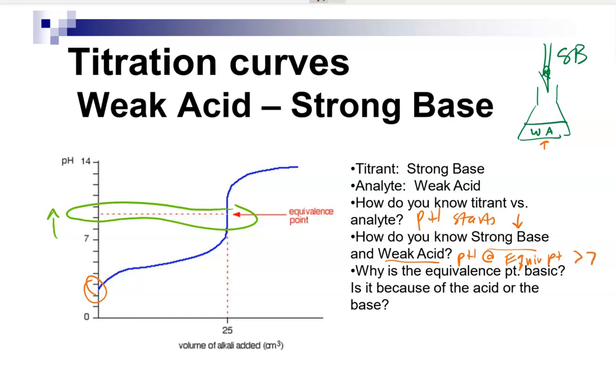And then the answer to the last question down here, it's not because of the strong base that we have a basic equivalence point, although you can remember it that way if you want to, but that's not the reason why. The reason why is because of the weak acid. The weak acid gives a conjugate base.